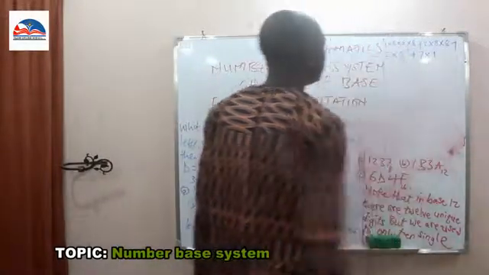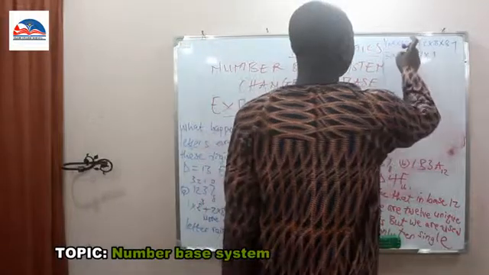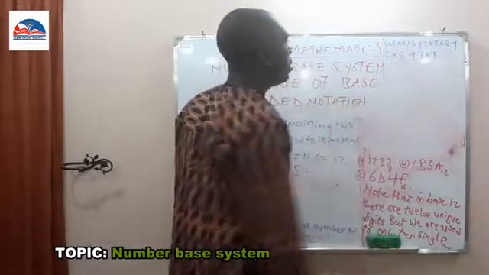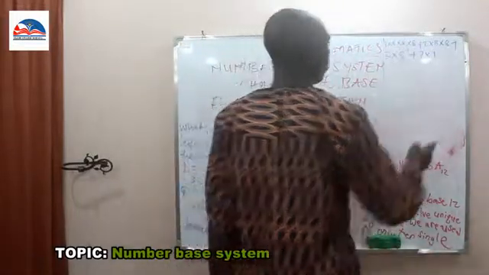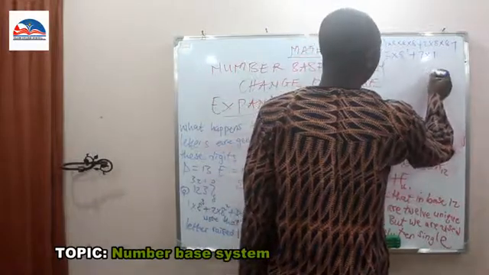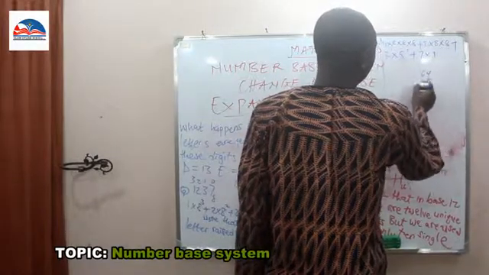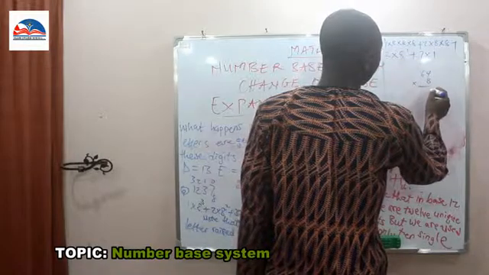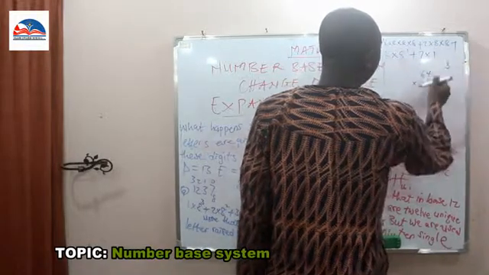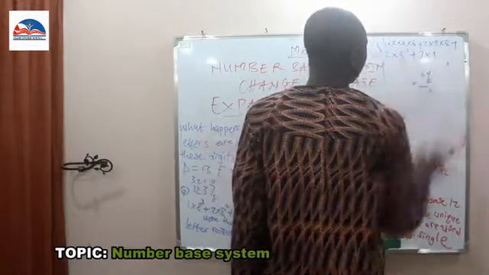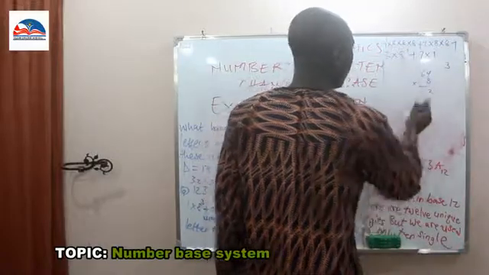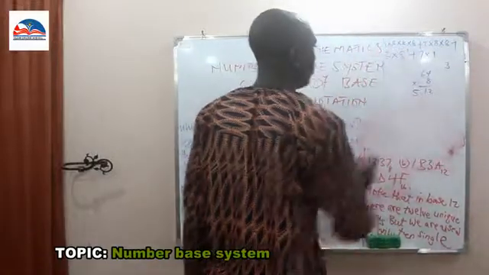Now 8 times 8 is 64. If you use your calculator, 64 multiplied by 8 will give us 512. That is 64 times 8. 8 times 4 is 32. Carry 3. 8 times 6 is 48. 48 plus 3 is 51. So it gives us 512.